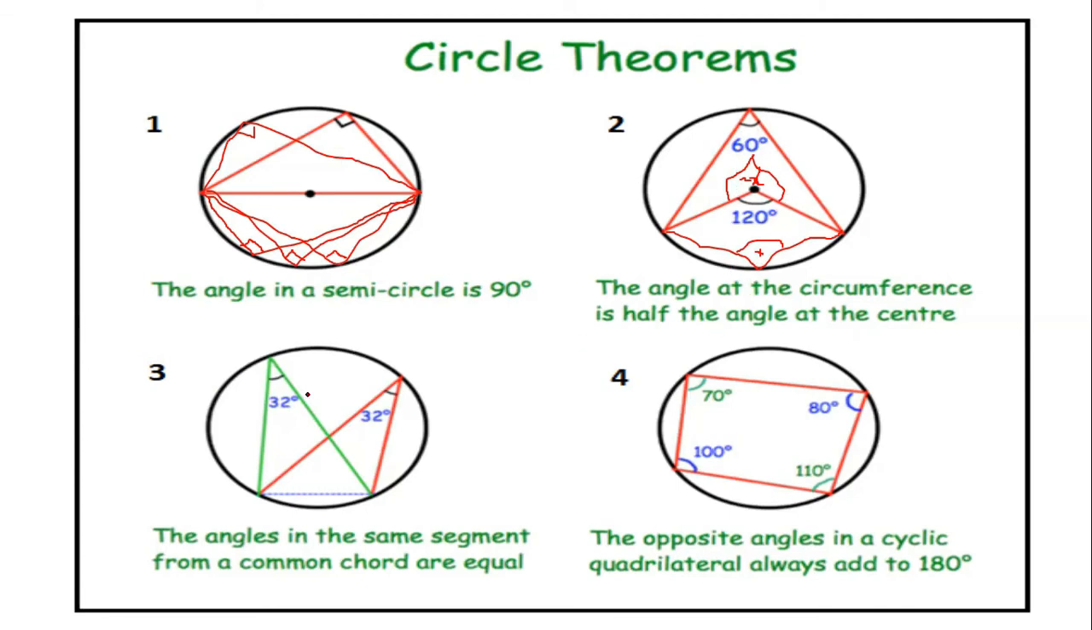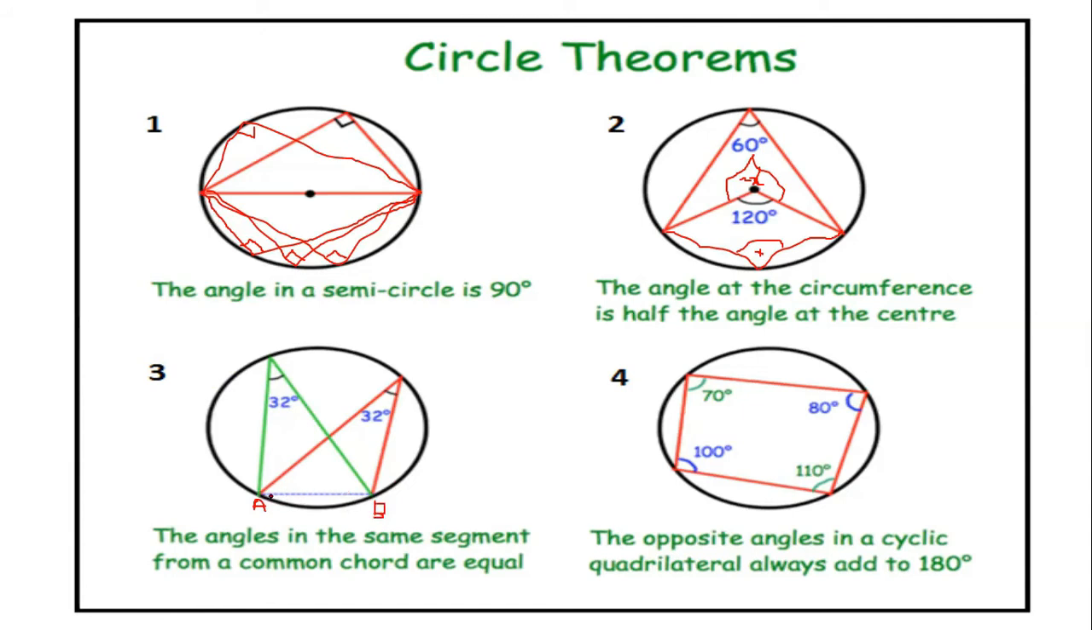Then the third rule simply says the angles in the same segment are equal. Or in short, angles that are coming from the same chord. Let's label this chord A, B. So this is a chord, a line that has been drawn here.